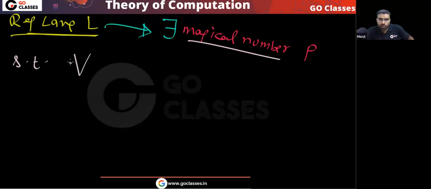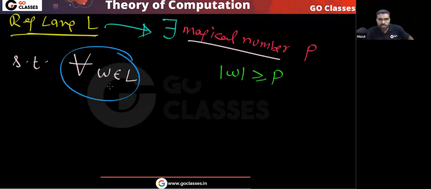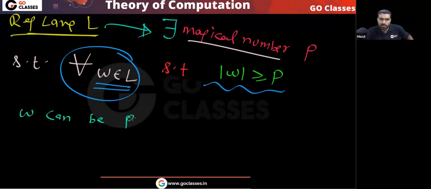whatever string you take, for every string W in this L whose length is greater than or equal to P, what will happen? For every such string, I can say W can be pumped. Now what does this mean? W can be pumped. What does this mean?